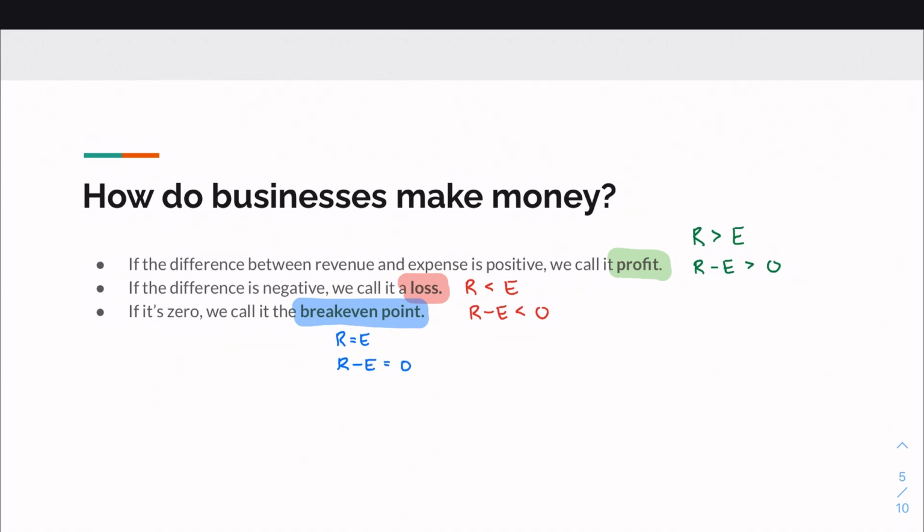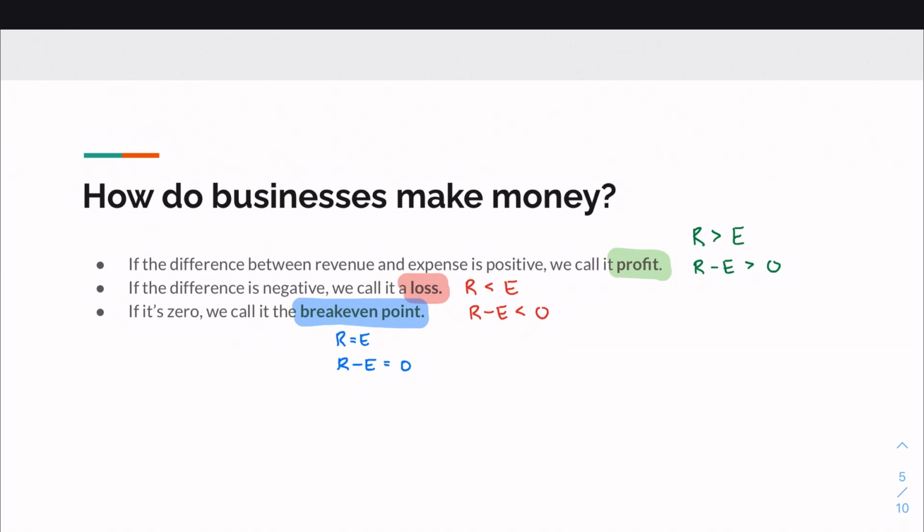We don't necessarily want to break even, right? We're a business, we want to make money. But we tend to look at breaking even as kind of our benchmark. If I know that this is how much it's going to cost me to break even, I know to charge more than that so I make a profit.